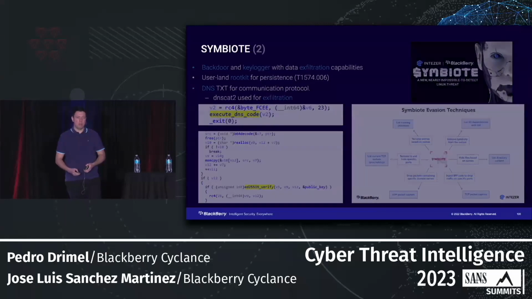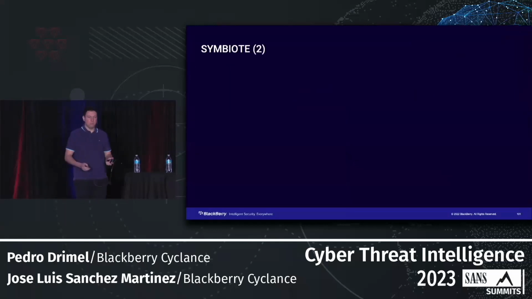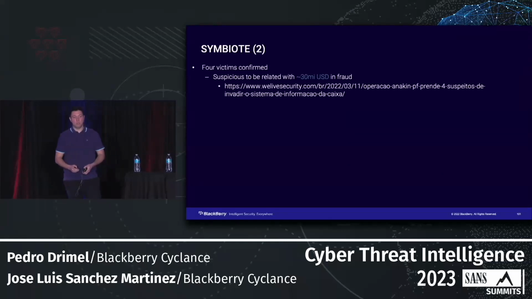And why is that relevant? Like, all right, just a piece of code running on a Linux system. There were actually 4 victims confirmed. They were in Brazil, and one of them is related to a fraud of more or less $30 million. So that's quite relevant. It maybe helps a little bit when we as a community think, oh, why are these Latin America threat actors in fraud and not all in ransomware? Maybe some of them might still have some success.